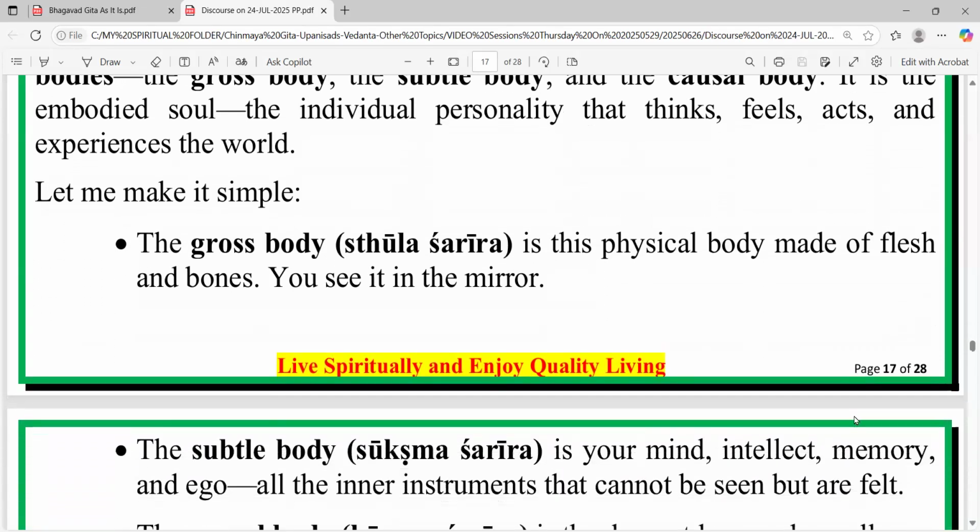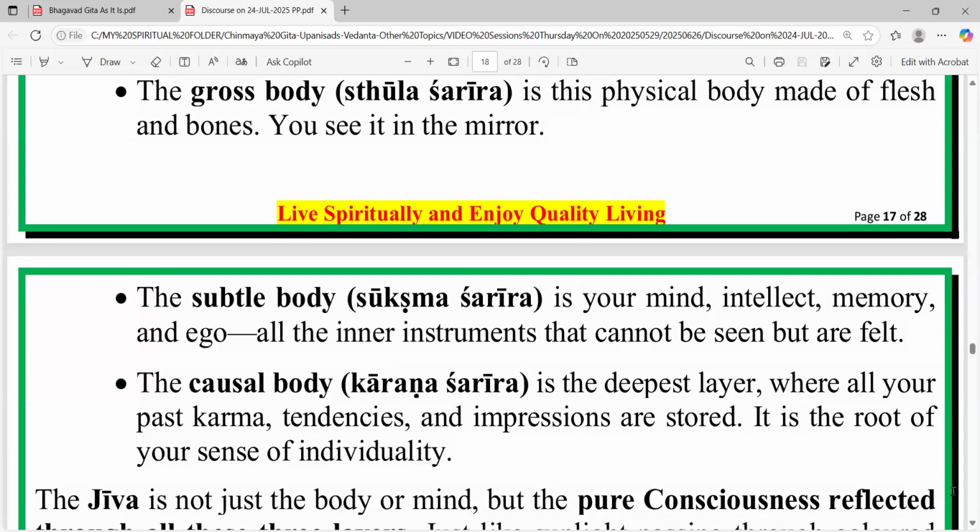Let me make it more simple for you. The gross body, which we call Sthul Sharir, is this physical body made of flesh and bones. You see it in the mirror. The subtle body, which we call Sukshma Sharir, it is your mind, intellect, memory, and ego. All the inner instruments that cannot be seen but are felt. The causal body, which we call Karan Sharir, is the deepest layer where all your past karma, tendencies, and impressions are stored. It is the root of your sense of individuality.